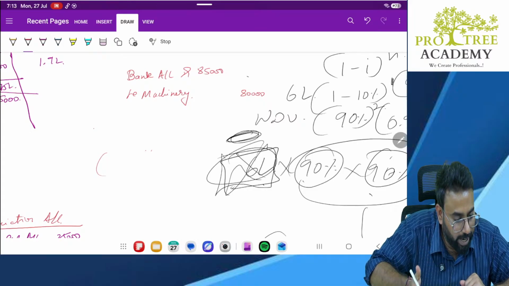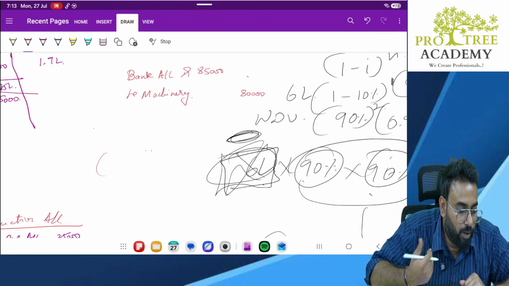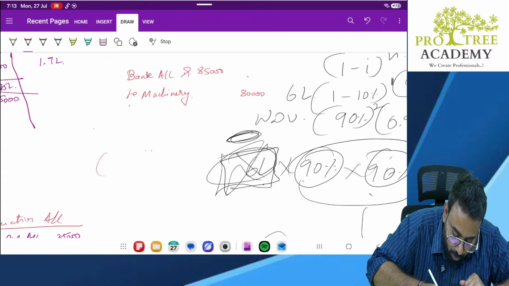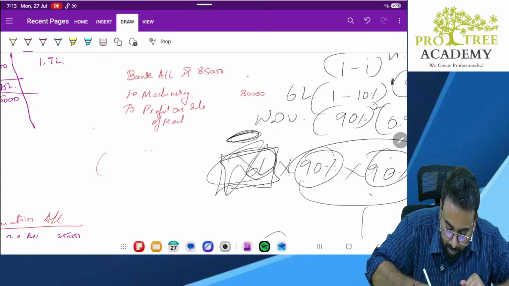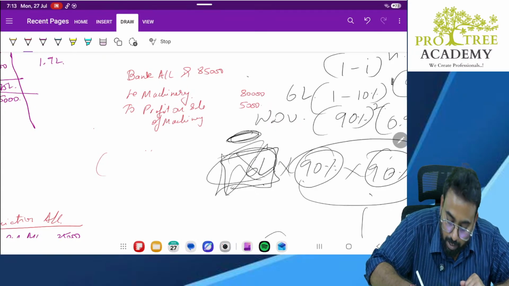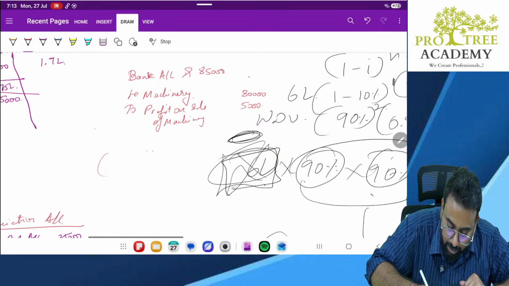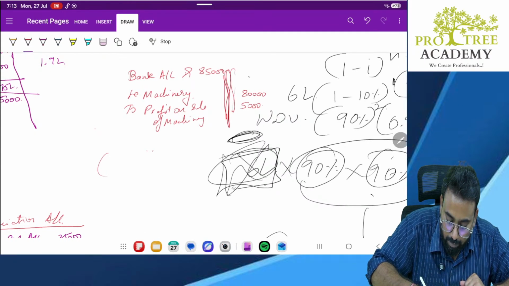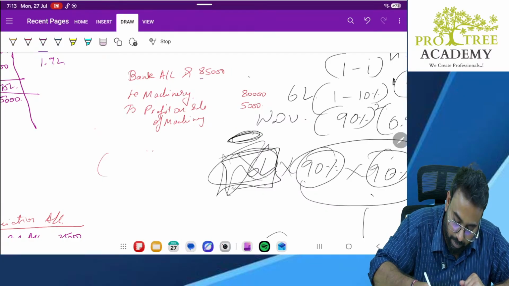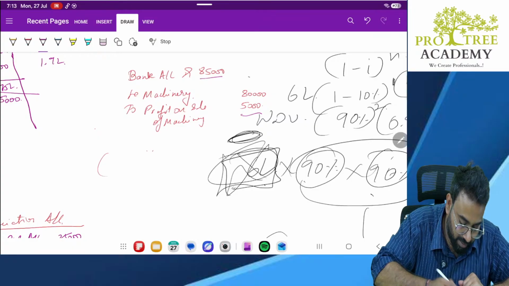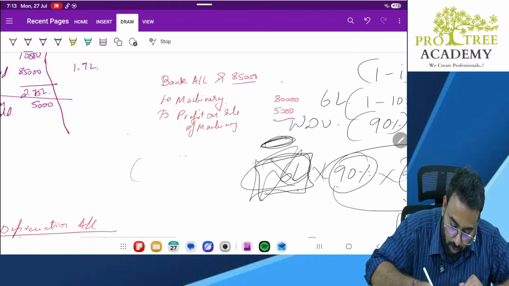Simple, sir. We have made profit. So, whenever profit is made, it will be credited to profit on sale of machinery. How much is it? 5,000. Now debit and credit are matching, here also 85,000. Debit side, credit side also 85,000. Correct or no? Debits and credits both are matching. Clear? Now we have to record this entry.